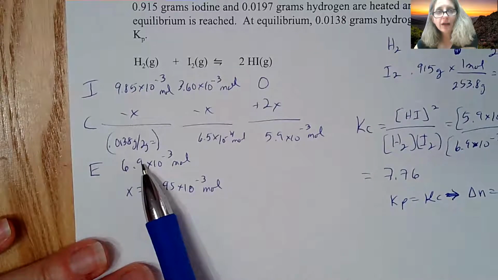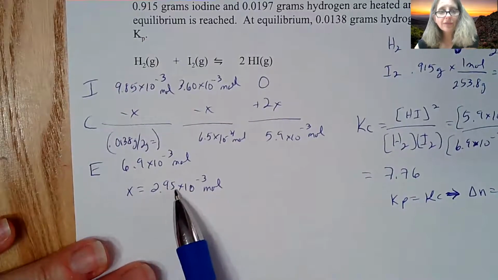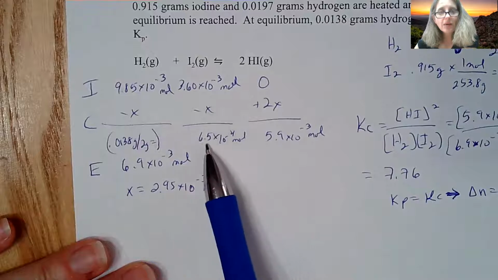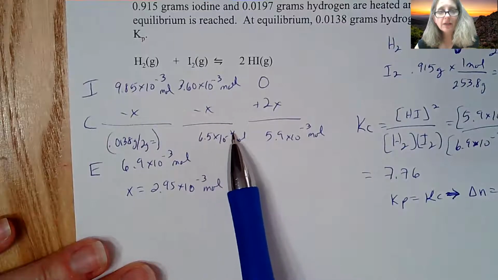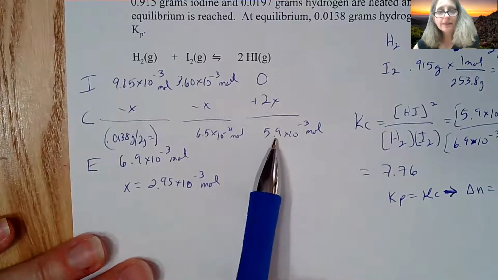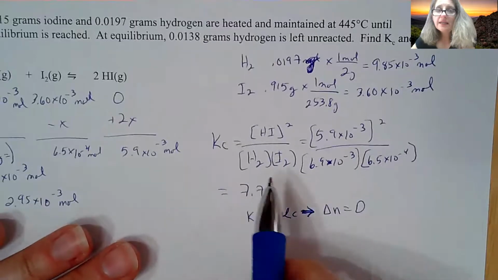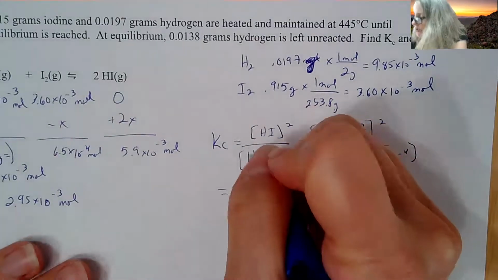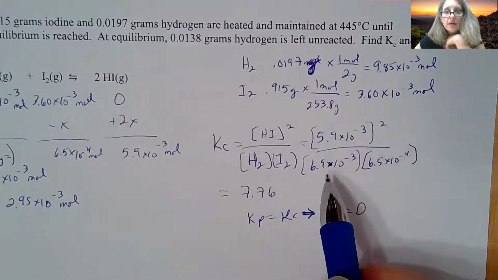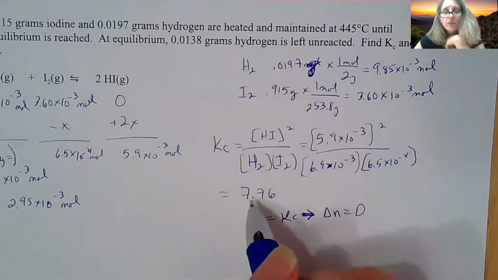So this is what I have left of H2. So when I subtract this from this, my x comes out to be 0.95 times 10 to the negative third. So that's my x. So 3.6 minus this number, I get a smaller number, 6.5 times 10 to the negative fourth. And then 2 times this number is about 5.9 times 10 to the negative third. So finding my Kc here, because I have everything in moles, I have HI on top and H2 and I2 on the bottom. So 5.9 times 10 to the negative third squared, over 6.9 times 10 to the negative third, times 6.5 times 10 to the negative fourth, you end up with 7.76.